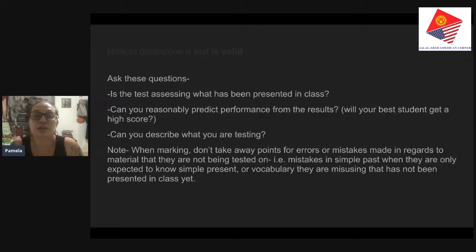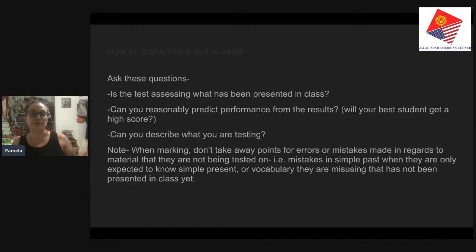Can you describe what you're testing? It shouldn't be something very unclear like, oh, we're testing their command of the English language. No, it should be questions and exercises that are clearly designed to assess their grasp of certain grammatical forms and certain types of vocabulary. Vocabulary related to travel, vocabulary related to home, vocabulary related to the classroom, vocabulary related to medical professions, whatever the test is, business English, whatever.